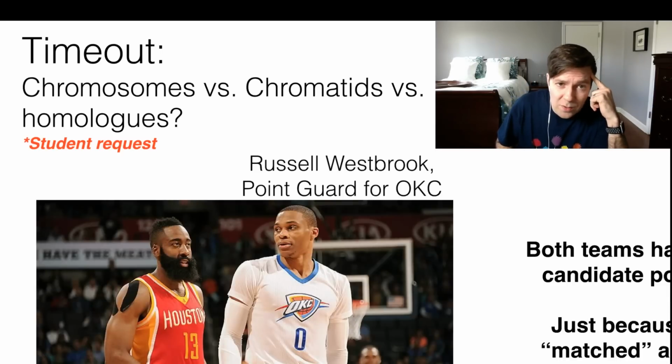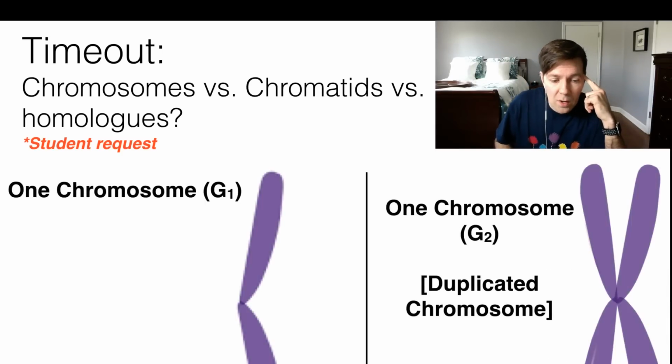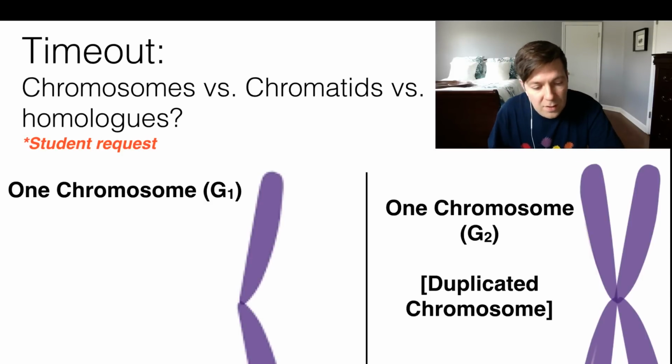What about chromosomes versus chromatids? Okay, in G1, this thing on the left, we call this a chromosome. After we have S phase, right, if you're going to split things up, you need to make sure each cell gets a complete copy of everything. So after S phase, we have chromosomes that weigh twice as much as they did before. So this thing on the left, we call it one chromosome. This thing on the right, we call it one chromosome.